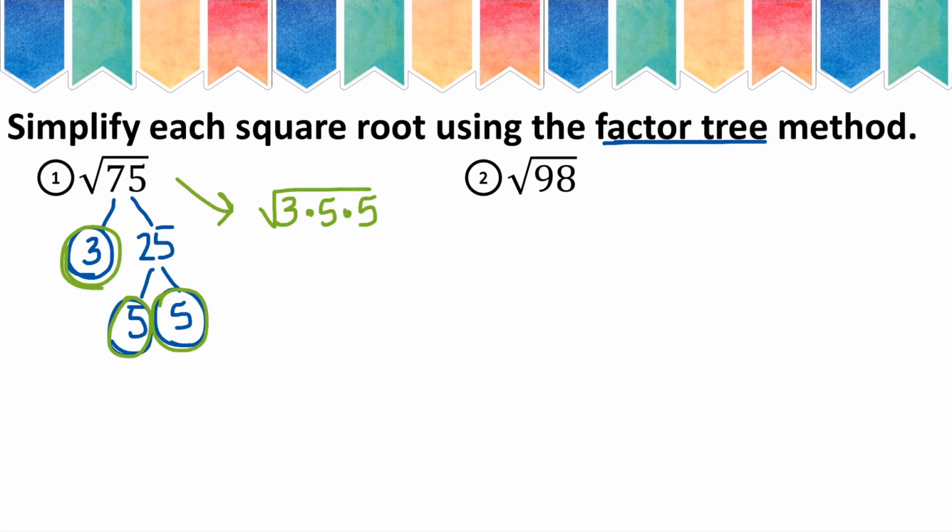Now what I'm looking for is two numbers that are the same. So here, 5 and 5, those two numbers are the same. What we are going to do is cross them out and move them to the front. But when I move them, I'm only going to make 1. And then this will be my final answer, 5 square roots of 3.